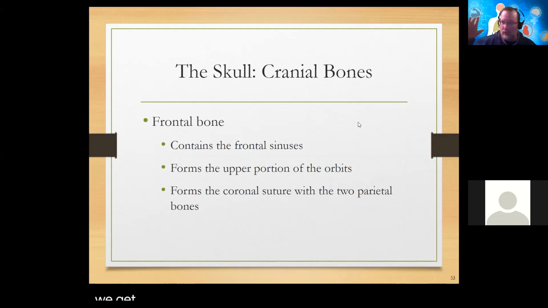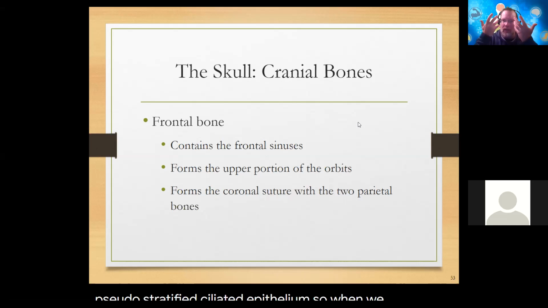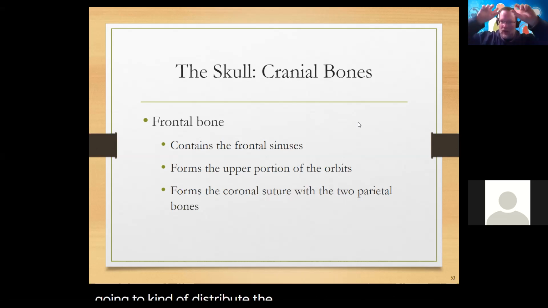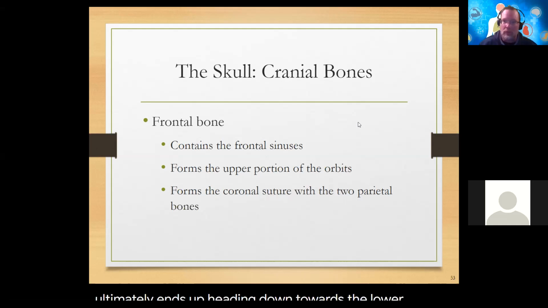But yeah, those are the sinuses, and when air passes through the nostrils and the nasal cavity, we'll see more when we get to the respiratory system. We'll see a little bit of it certainly today with the skeletal, but the nasal cavity is actually pretty large, and it's also lined with that pseudostratified ciliated epithelium. So when we bring in air, the nasal cavities are basically going to distribute the air through the different sinus cavities, where the air circulates, and then ultimately ends up heading down towards the lower respiratory tract.